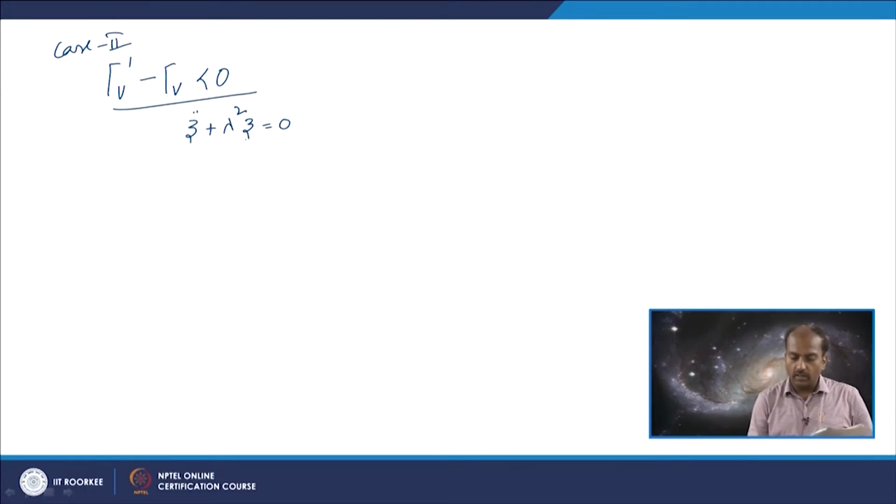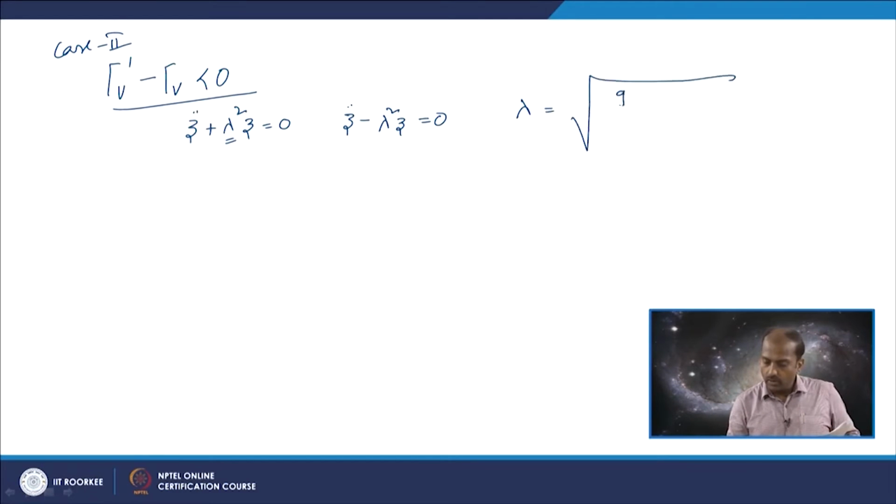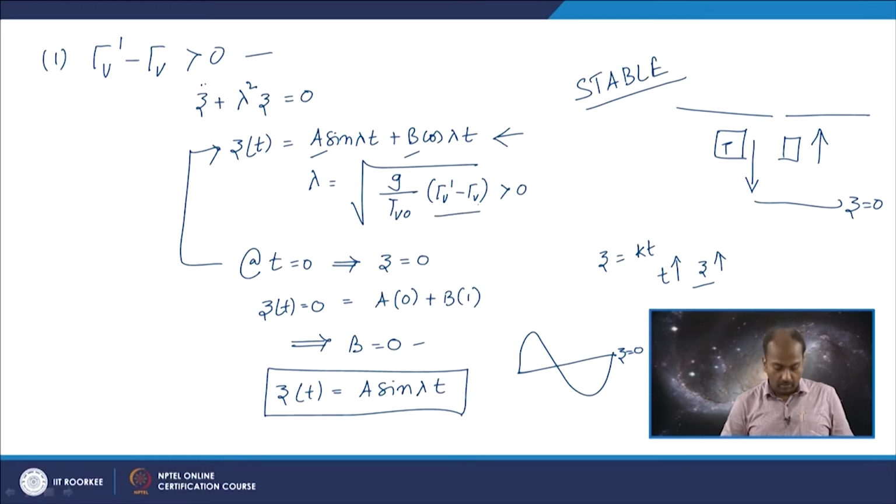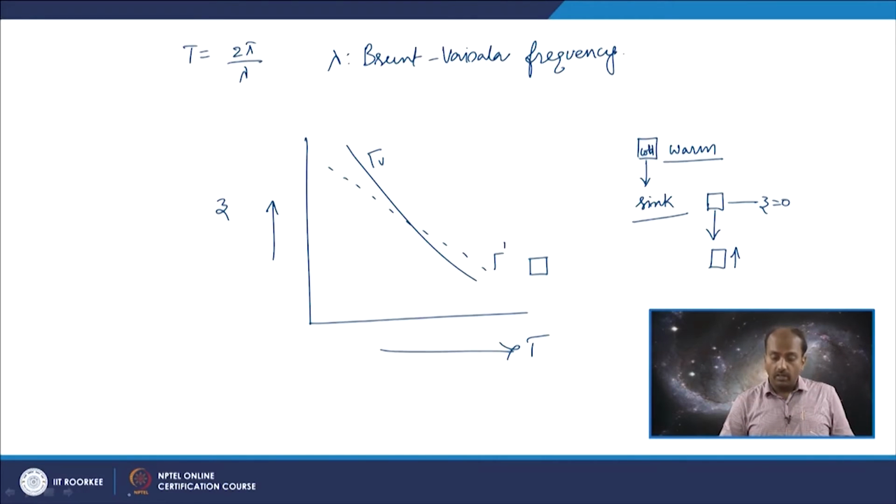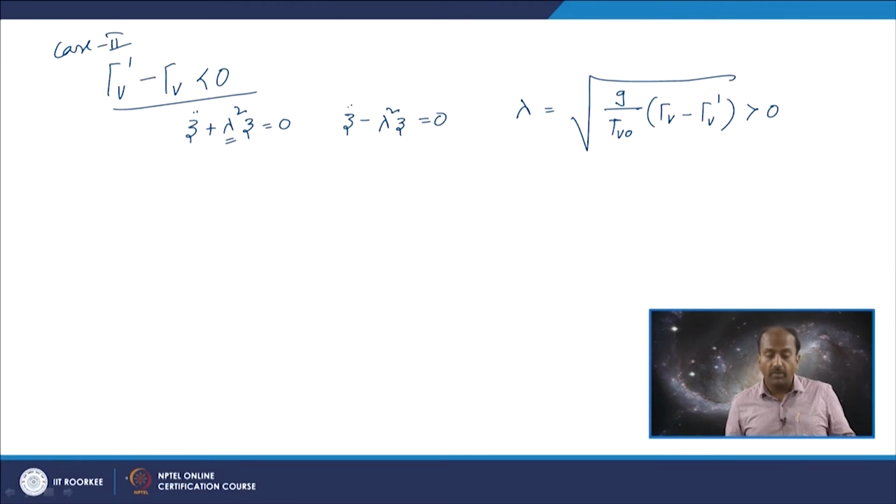Now, since this is within this, right. So, we should write the equation as z double prime minus lambda square z is equal to 0, where lambda is equal to square root of g by Tv0 times gamma v minus gamma v prime, which is greater than 0. So, you should observe the order in which I have written gamma v and gamma v prime. Here it is gamma v prime minus gamma v. Since gamma v is now greater than gamma v prime, I have written gamma v minus gamma v prime, right.